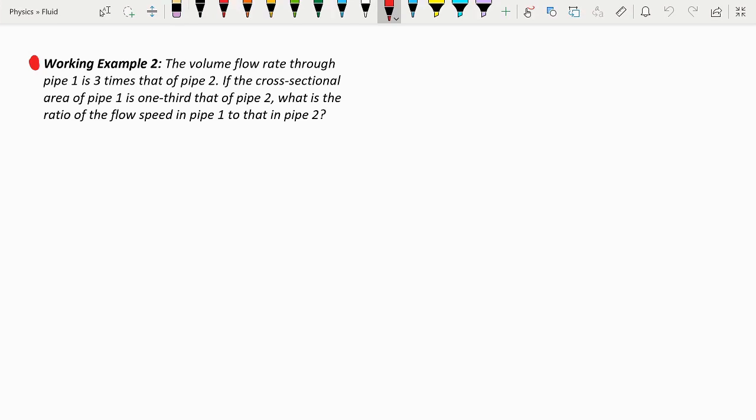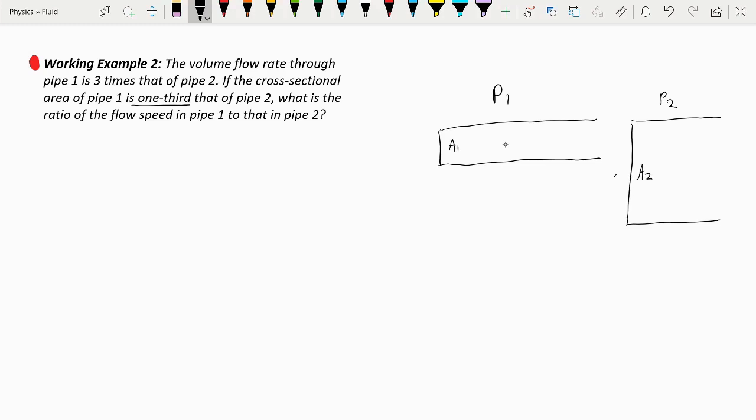So first I'm going to draw a diagram. This is pipe 1. The cross-sectional area of pipe 1 is 1/3 that of pipe 2, so that means pipe 2 is 3 times bigger. It's like this. This will be pipe 2. And remember, these are not actually connected. So this will be area 1, and this will be area 2. If area 2 is x, that means area 1 is x by 3. We have Q1 in this direction and Q2 in this direction.